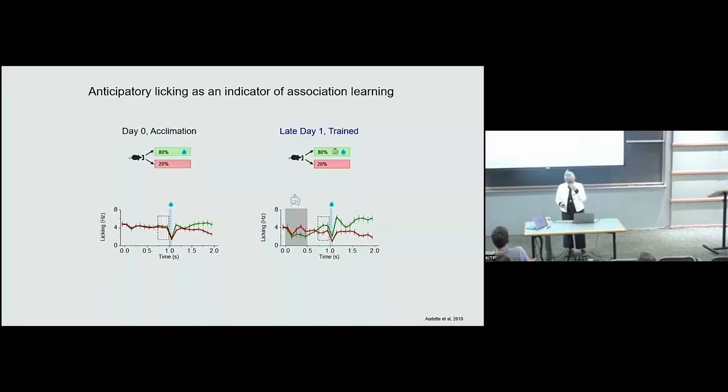We just drop them in, and that's usually a couple hundred trials. Okay, so in the acclimation period, their licking to the stimulus trials, in green, or the blank trials is identical because they don't know which is going to be which. After just a day of training, what we see is that their licking when they get that whisker stimulus is higher than in those blank trials. So their behavior starts to change, and that's how we know that they're making some association.